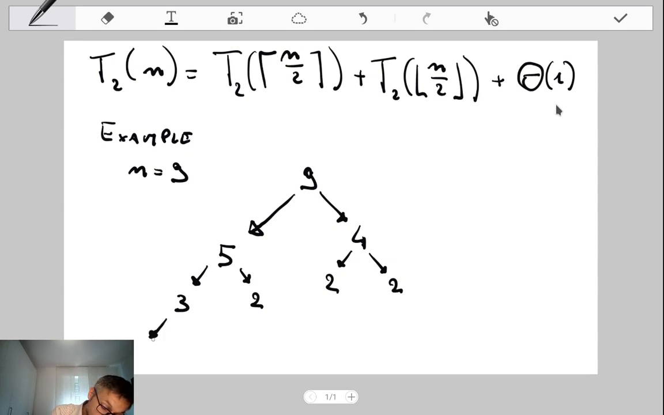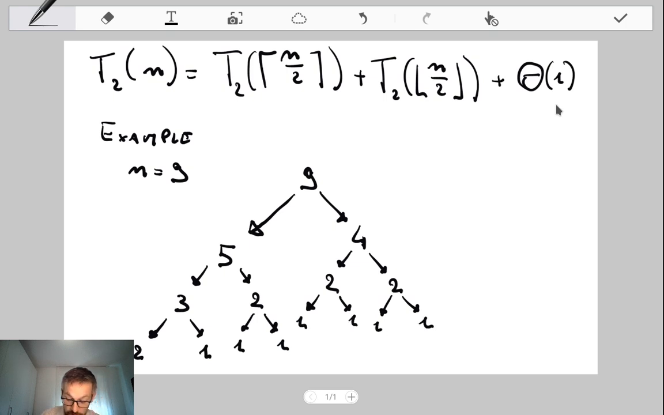And again here we may need to keep going with the recursion. So from this call, the first call will be concerning 2 elements, which is the ceiling of 3 divided by 2, and here we will have 1 element, here 1 element, 1 element, 1 element, 1 element, and so on and so forth. Okay.